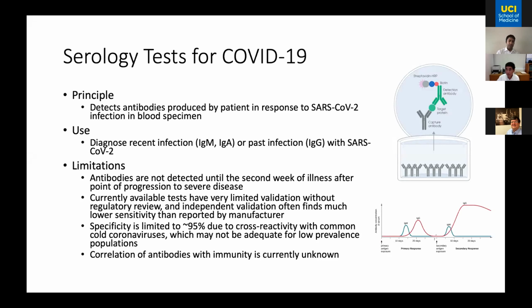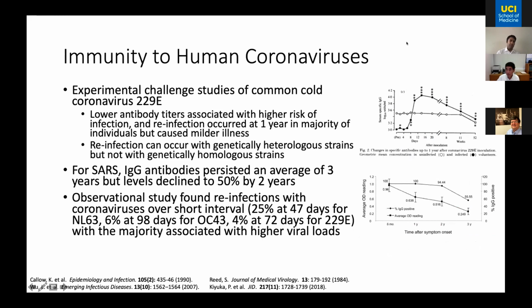And so the biggest limitation of these tests is that the correlation of antibodies with immunity is unknown. I'm going to talk about that in a little bit here. What we know about immunity to human coronaviruses is fairly limited, because these viruses that cause the common cold haven't really been a focus of research as much as something like influenza, which kills 50,000 people a year in the US.